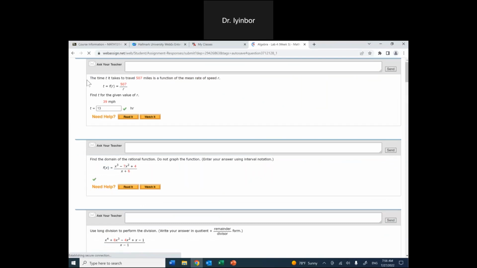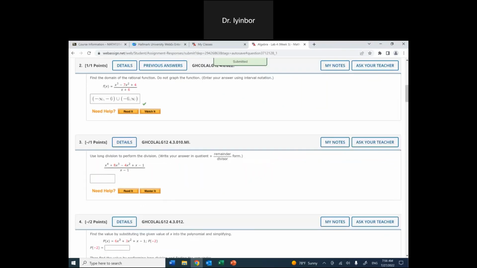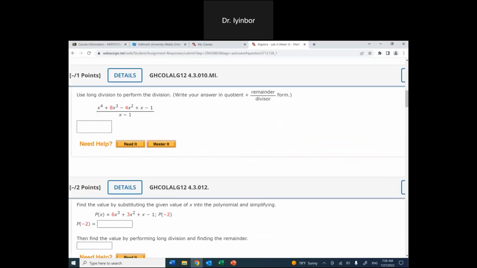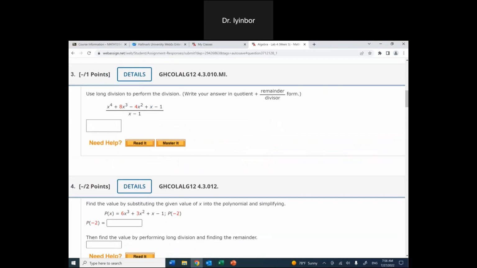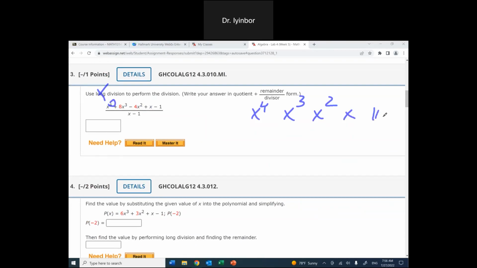Okay, the next one is number 3, where you have to do synthetic division. Now it says long division, but I told you long division and synthetic division are going to give you the same answer. And long division is much longer, so we're not using long, we're using synthetic, where you set up the table and calculate it. So this is what you do. You're going to start from the top. The highest exponent is x4, so you write x4, x3, x2, x, a number, and you're going to get the coefficients from that polynomial.